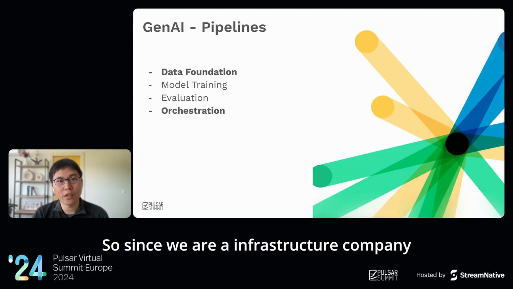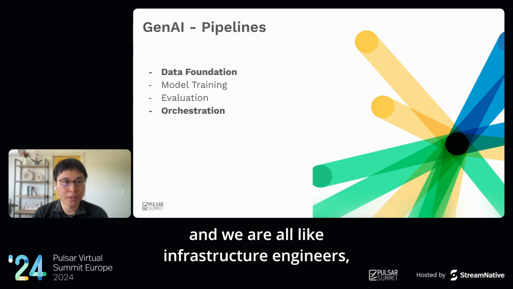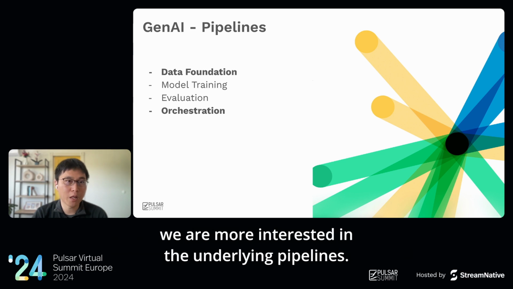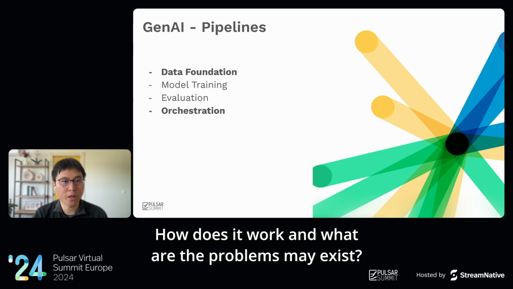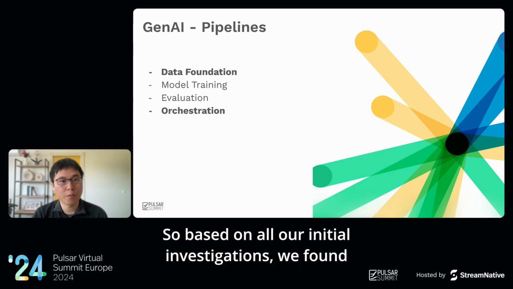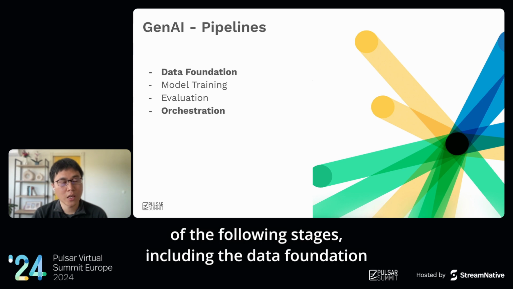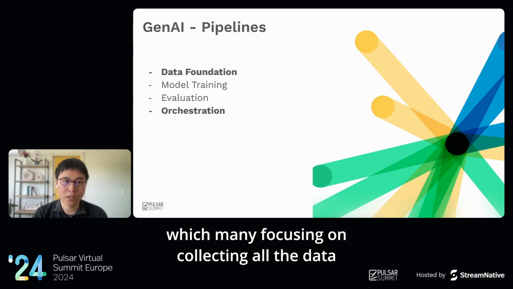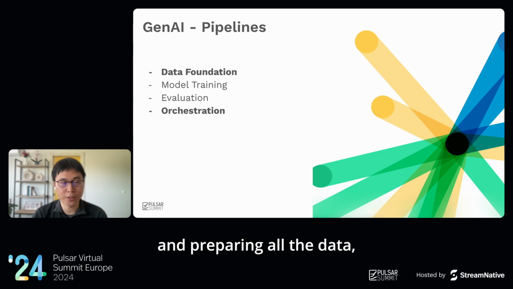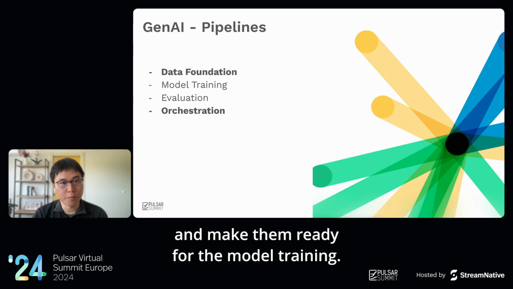Since we are an infrastructure company and all infrastructure engineers, we are more interested in the underlying pipelines. How does it work, and what problems may exist? Based on our initial investigations, we found that GenAI pipelines typically consist of the following stages, starting with the data foundation, which mainly focuses on collecting and preparing all the data, making it ready for model training.